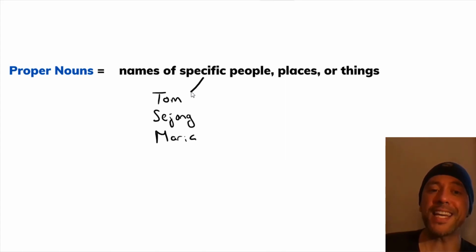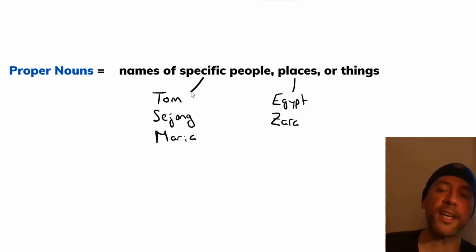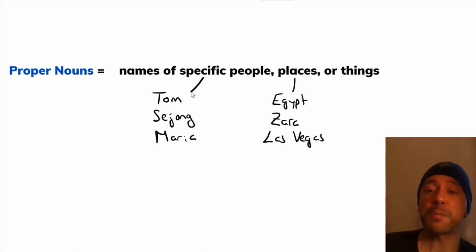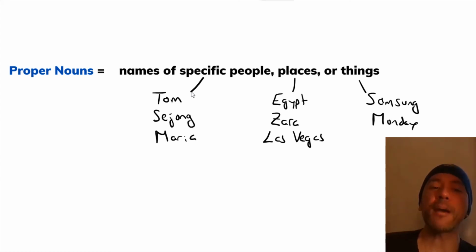It could be names of specific places. So Egypt, or department store like Zara, or even the city of Las Vegas. Or it could refer to specific things such as Samsung. So my cell phone is made specifically by Samsung. Or it could be a day of the week like Monday. So all of these are examples of proper nouns.